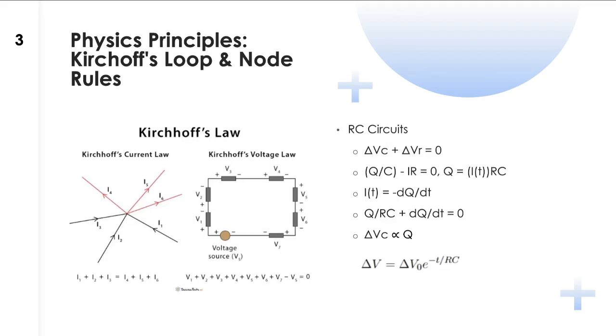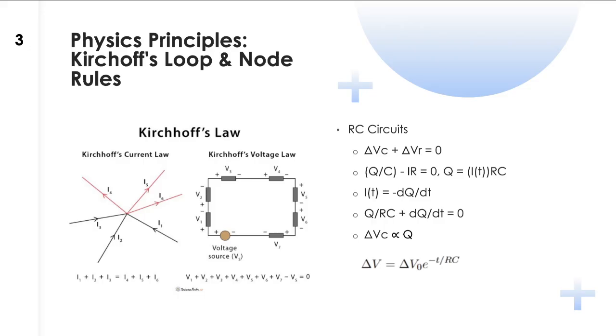So the node rule, or the current law, says that the sum of the current going into a junction is the same as the sum of the current going out of a junction. And then the loop rule, or the voltage law, says that the sum of voltage across a loop in a circuit is 0. So for the RC circuit, the sum of voltage has to be 0, and therefore the voltage across the capacitor, Q over C, is equal to IR, which is the voltage across a resistor.